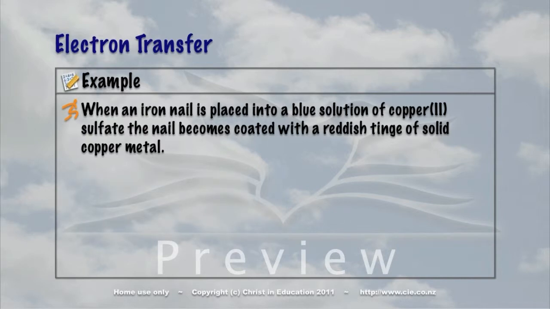Let us now have a look at an example of an electron transfer reaction. So when an iron nail is placed into a blue solution of copper sulfate, the nail becomes coated with a reddish tinge of solid copper metal. Now I'm going to demonstrate that to you, but first of all, let us write a molecular equation and then an ionic equation for this reaction. So this is what our molecular equation would look like.